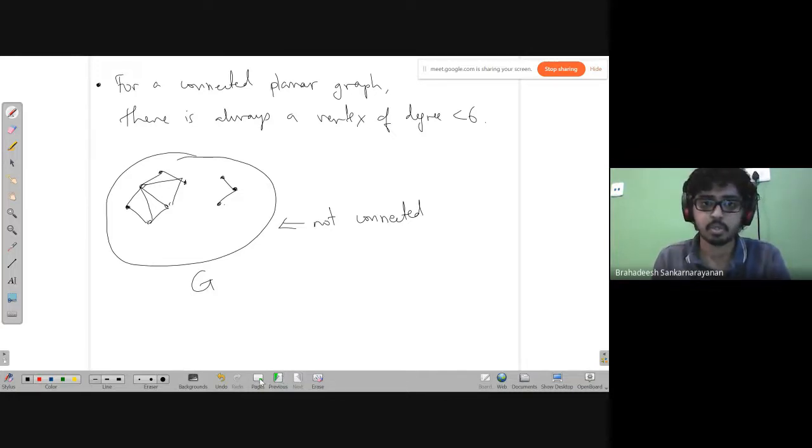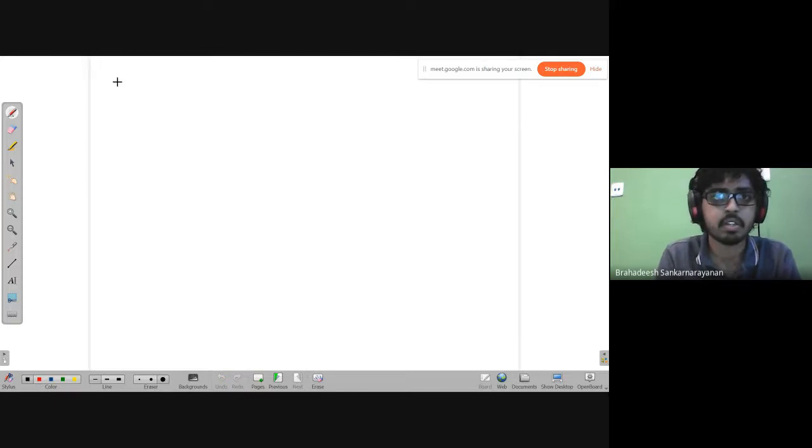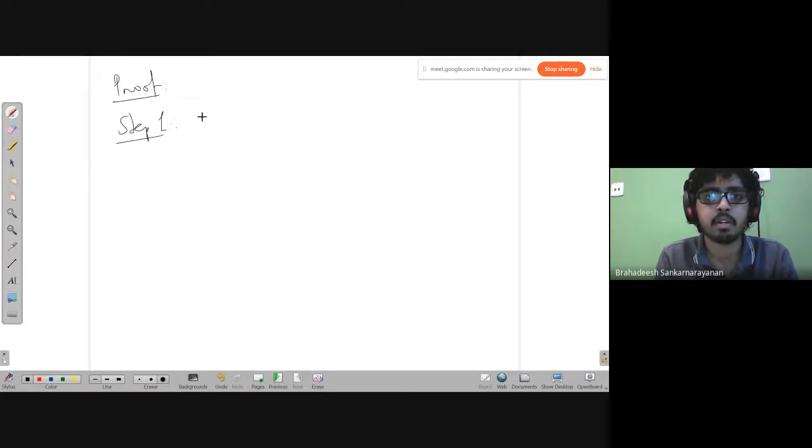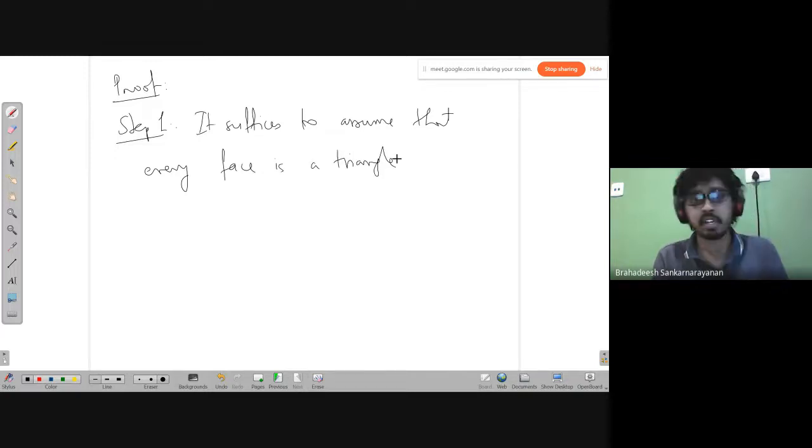So, proof of the lemma which we have on the previous page. Step 1, it suffices to assume that every face is a triangle. Triangle is a very loose term. The degree of every face is 3. It's bounded by 3 edges. Okay, so why does it suffice?